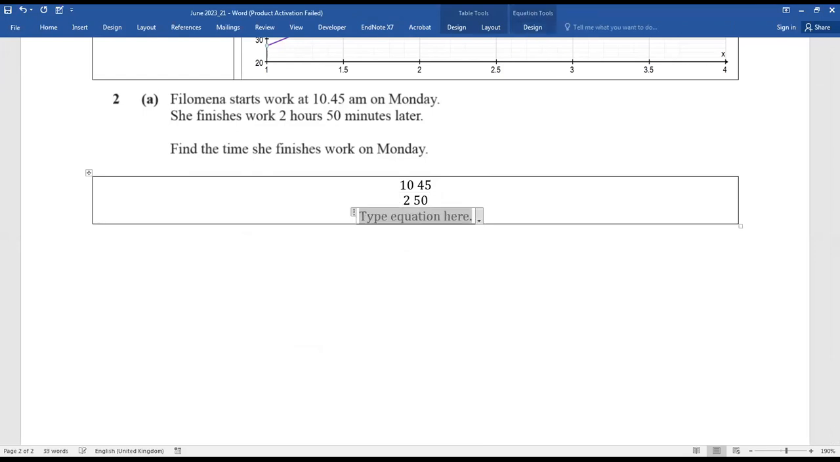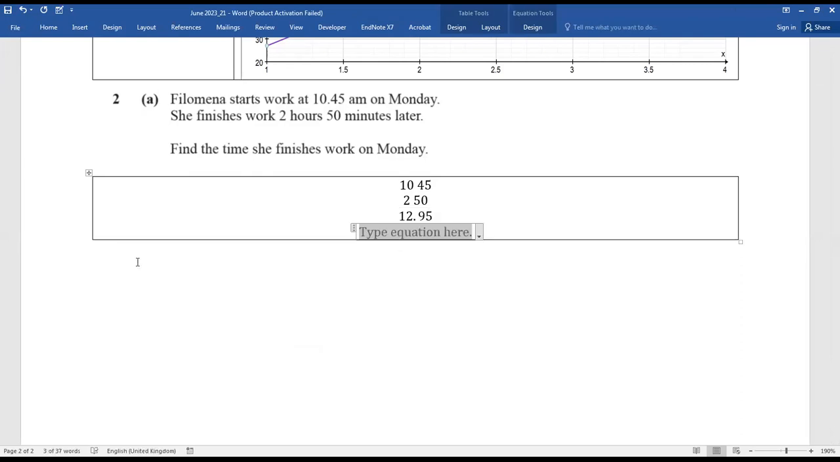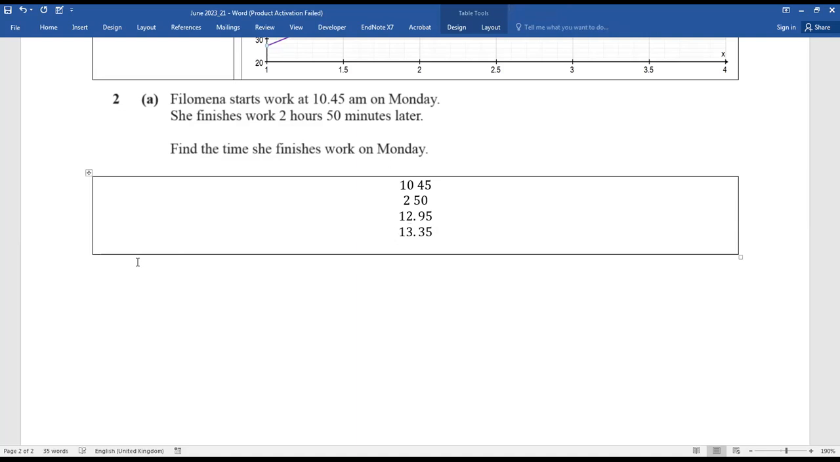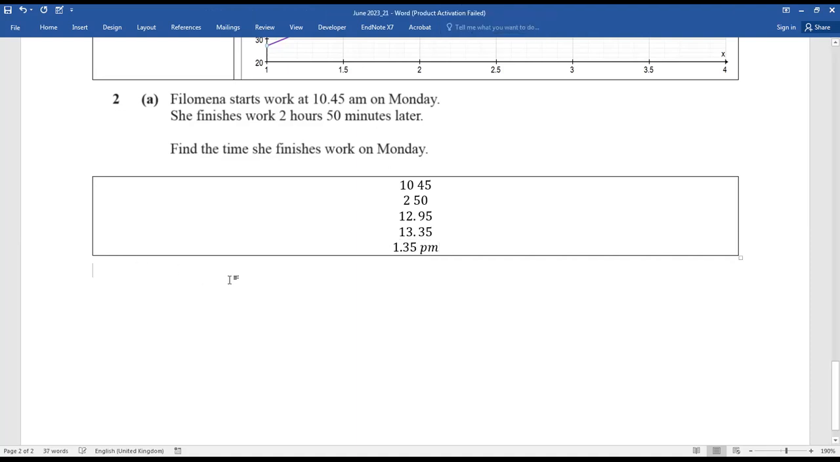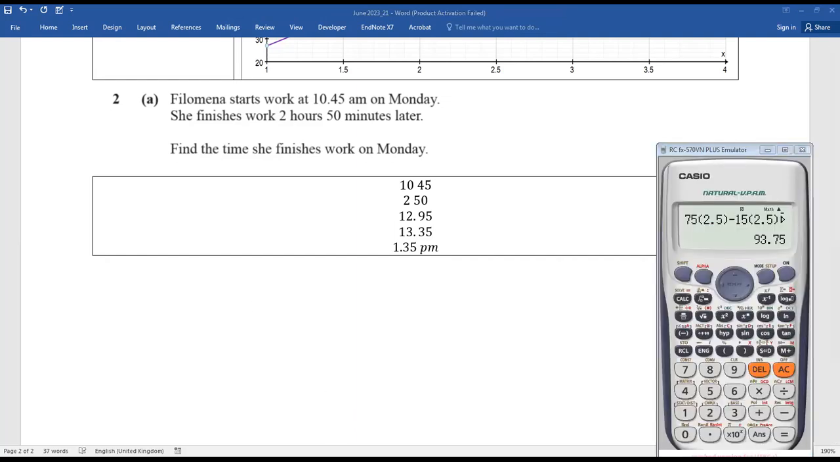And once we add this, we'll initially get 12 and 95. Once it is more than 60, we add an hour, so 13:35. And this can be written as 1:35 p.m. because it's not given in military time. So that is the time she finishes work on Monday. Moving on to part B.